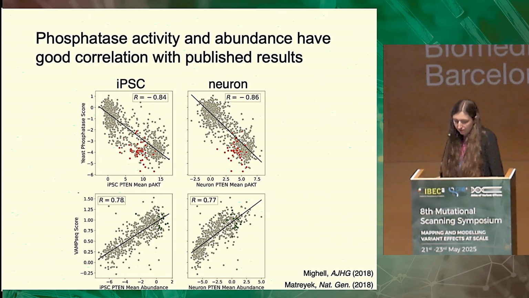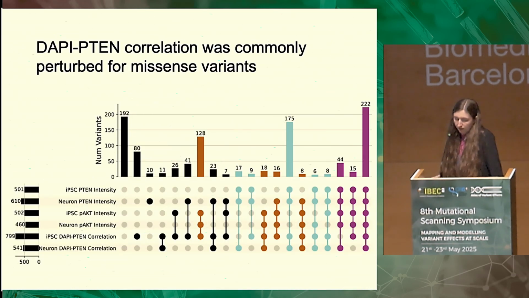Then one thing that we also wanted to look at was which of these features were showing up for variants, like how common were these changes. We noticed that of the missense variants we looked at, only 192 of them did not have perturbations in any of these three features across the two cell types. So it does seem like variants were commonly causing these changes in these features.